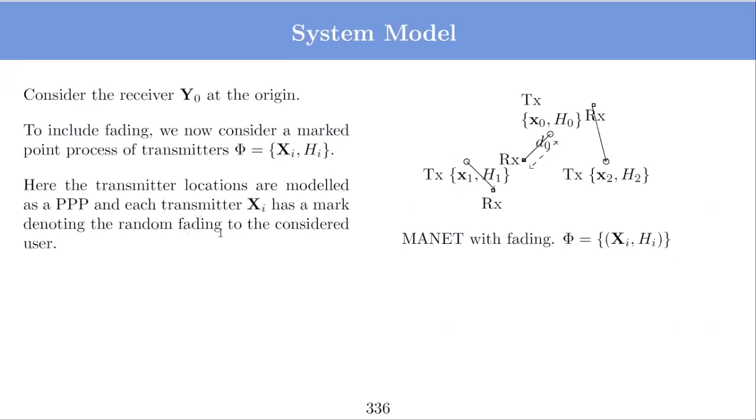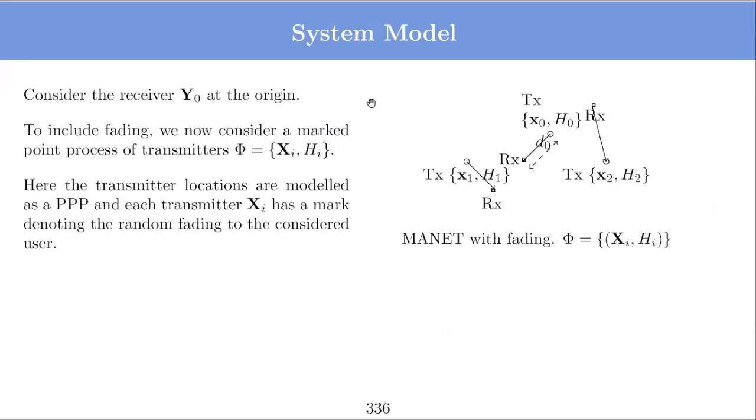the considered user. And it is important to note that if I change this receiver, all the fading may change, because now you are considering a different receiver, so every transmitter may have a very different fading because the location has changed. So I have to reassign these marks, right? The distribution may be similar, but the actual values may change. Okay, so these marks are specific to this receiver, right?